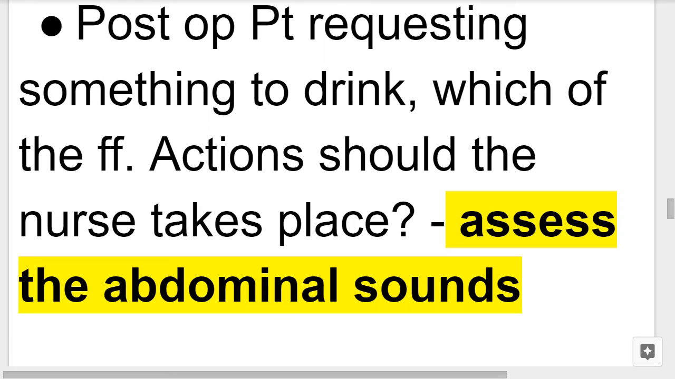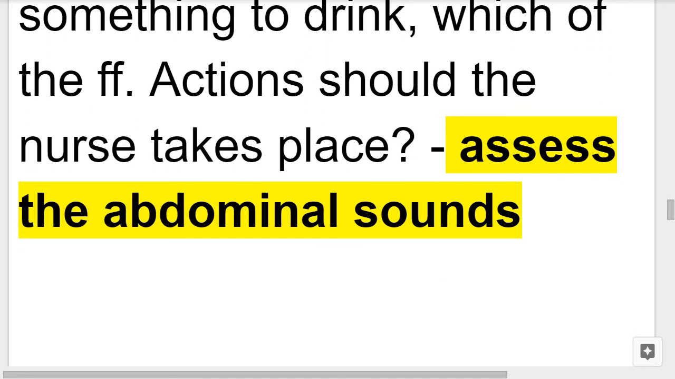Post-op client requesting something to drink. Which of the following actions should the nurse take? Assess the abdominal sounds. She would like to drink, but first assess the abdominal sounds.